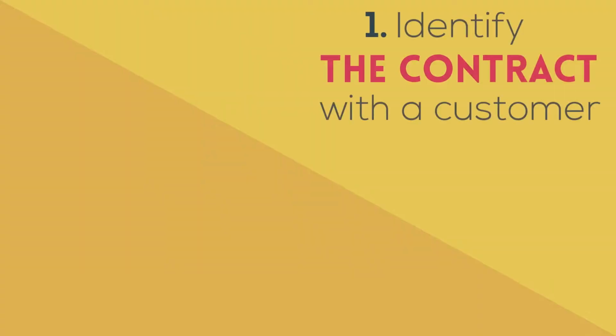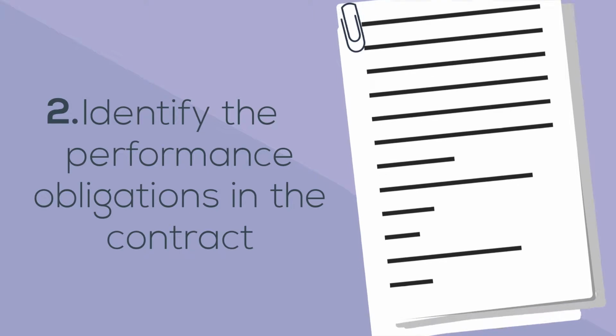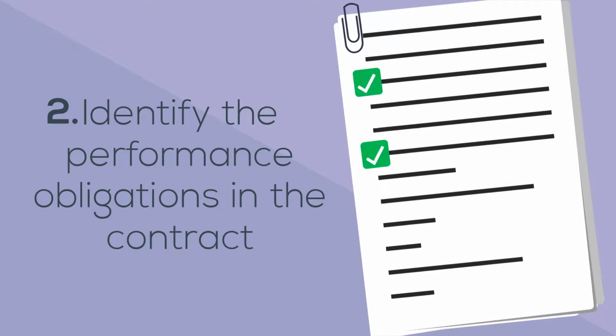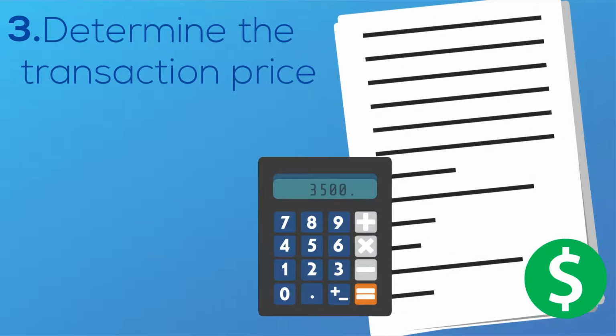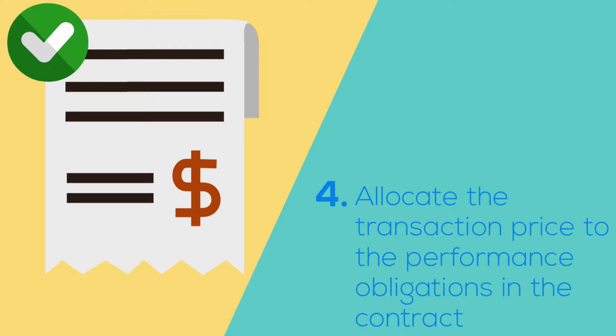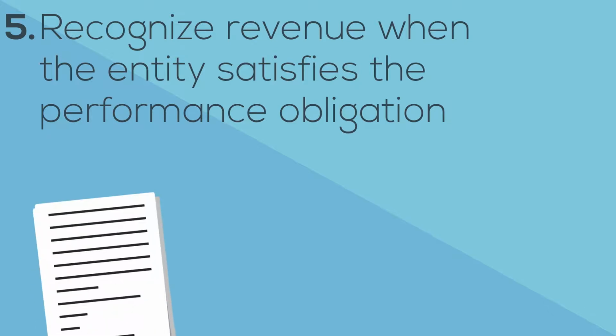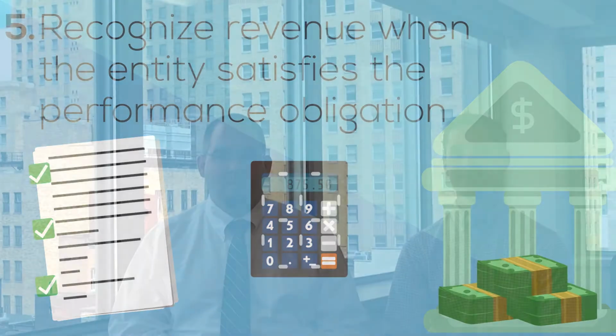Number 1, identify the contract with a customer. Number 2, identify the performance obligations in the contract. Number 3, determine the transaction price. Number 4, allocate the transaction price to the performance obligations in the contract. And lastly, number 5, recognize revenue when or as the entity satisfies the performance obligation.